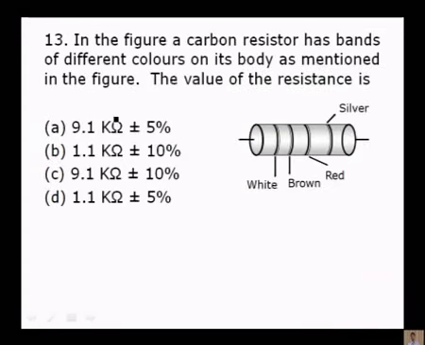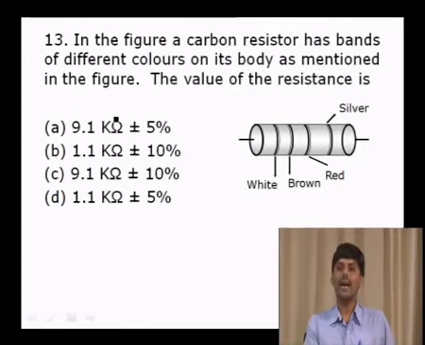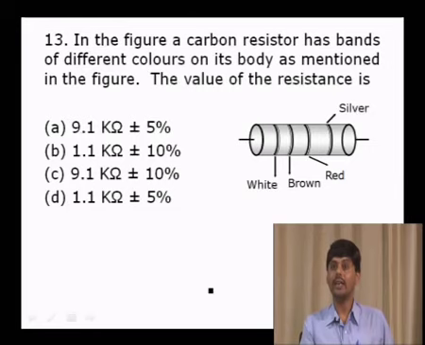Question number 13. In the figure, a carbon resistor has bands of different colors on its body as mentioned in the figure.